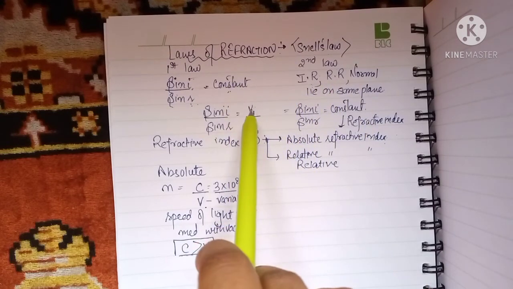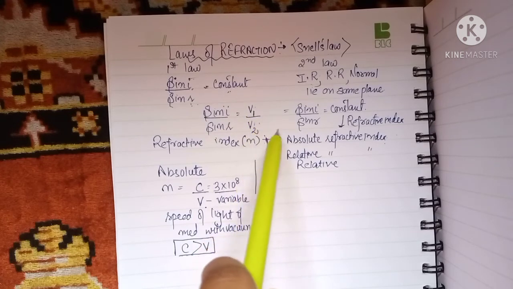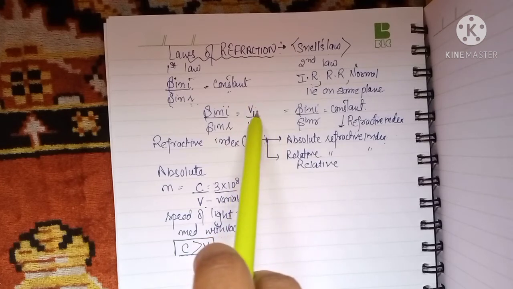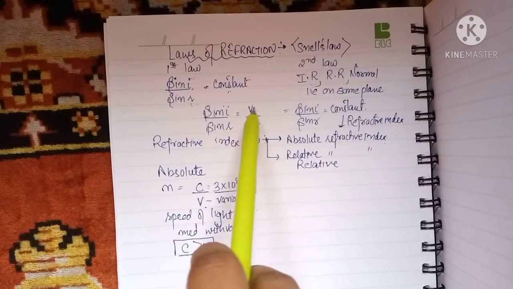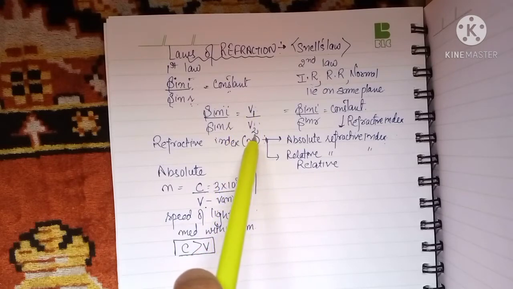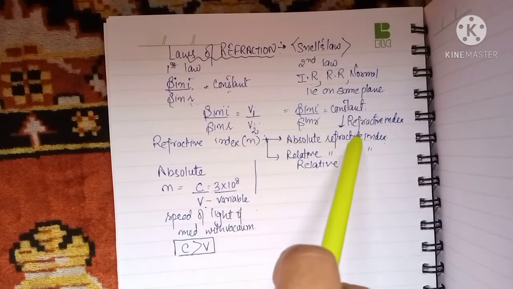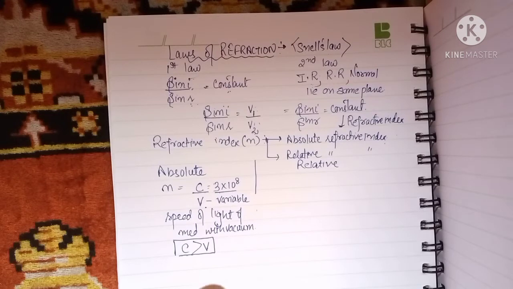Now what is this constant? This constant is basically the ratio of the velocities of light in the two media. Let's suppose the first medium is rarer, so the velocity of light in that medium is v1, whereas the velocity of light in the second medium changes, because refraction deals with the bending of light. So the velocity of light changes, and that's why it can be written as v2. So this constant term is nothing but the refractive index, which determines the amount of change in the speed of light when it goes from one medium to another.